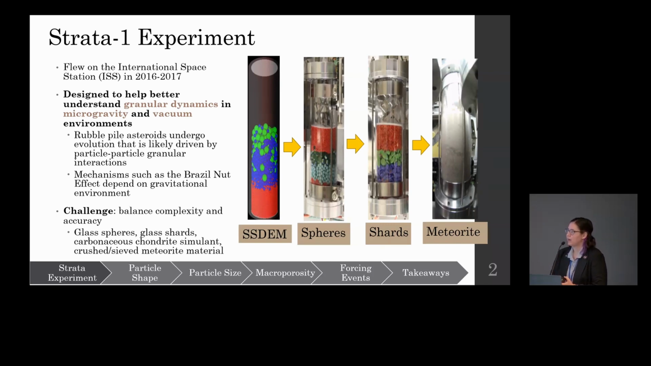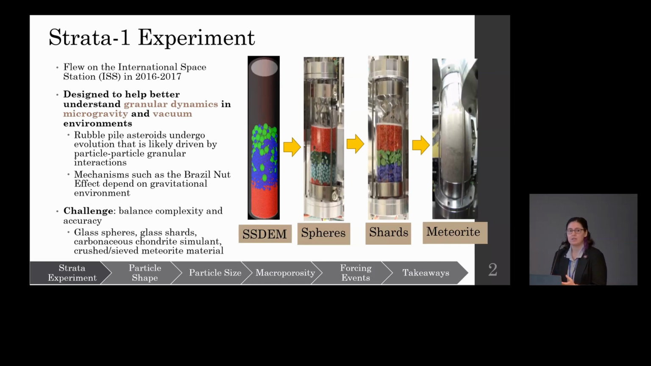And that's really important for helping us understand rubble pile asteroids as one example. They are thought to have a lot of surface modification processes that would really be driven by the particle-to-particle interactions that we can observe in this experiment. And so observing that over a long period of time allows us to start to look into that. And specifically, we're interested in mechanisms such as the Brazil nut effect.